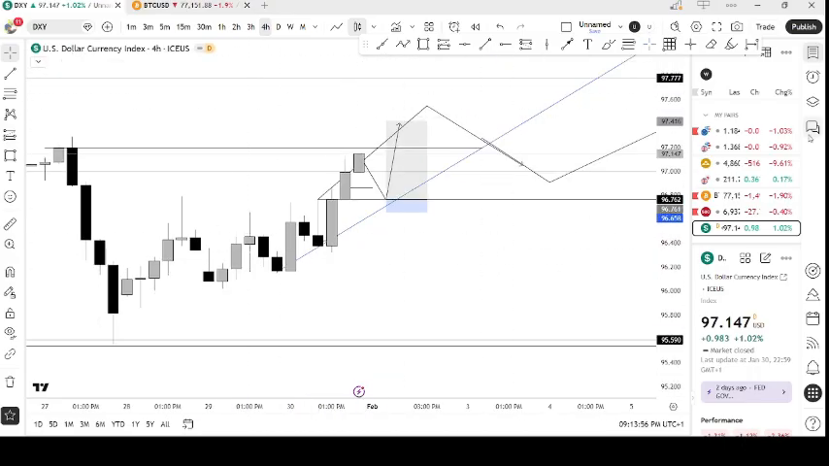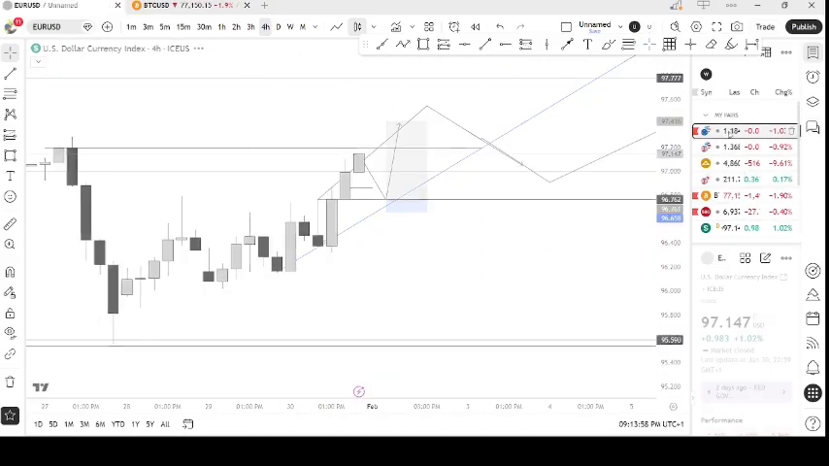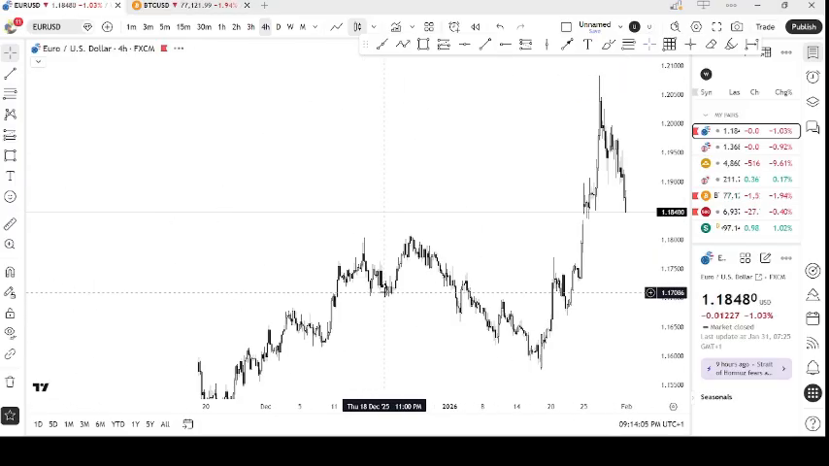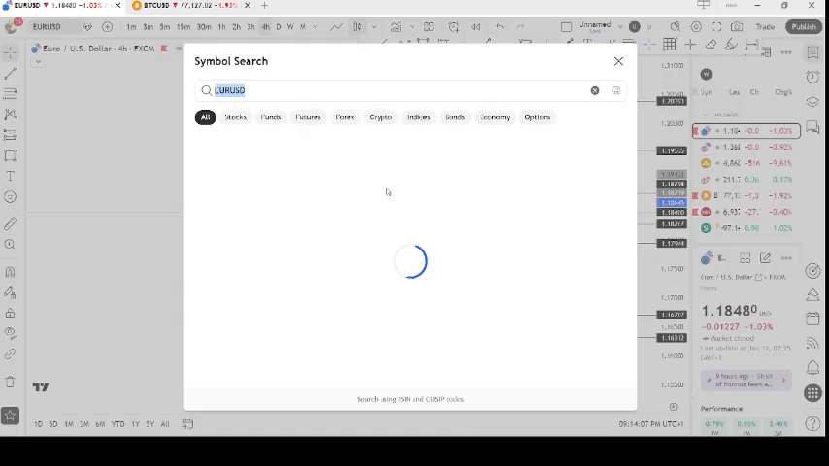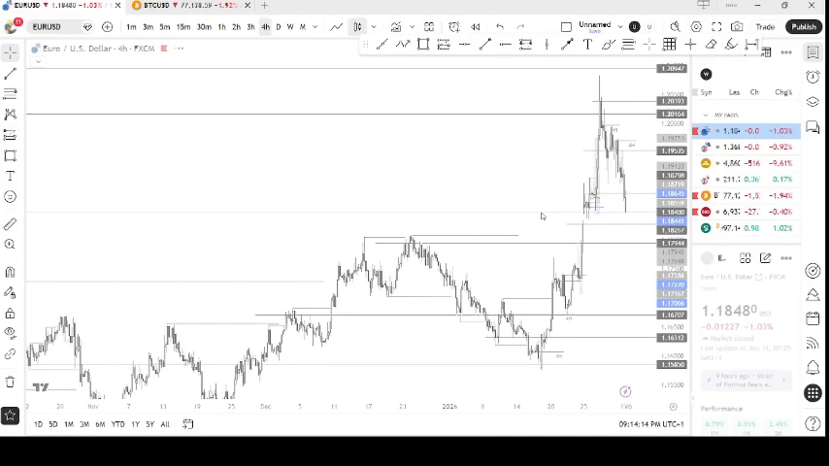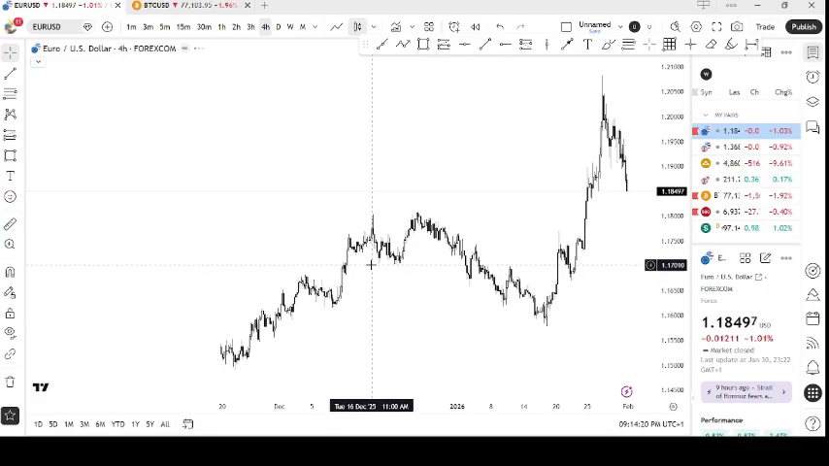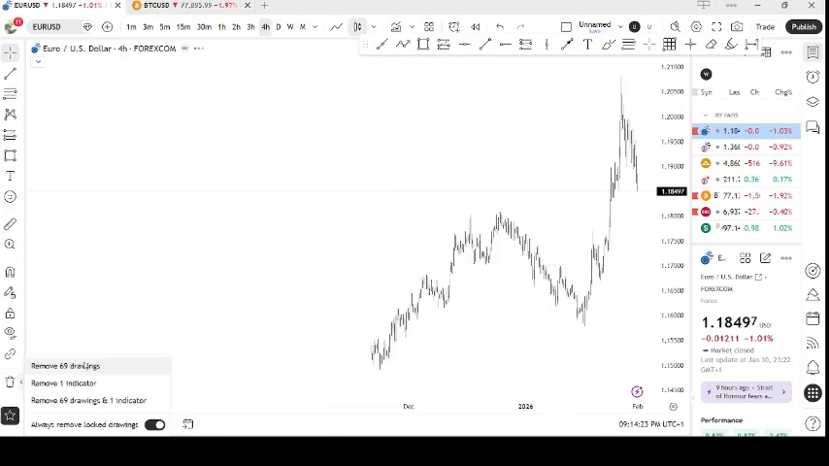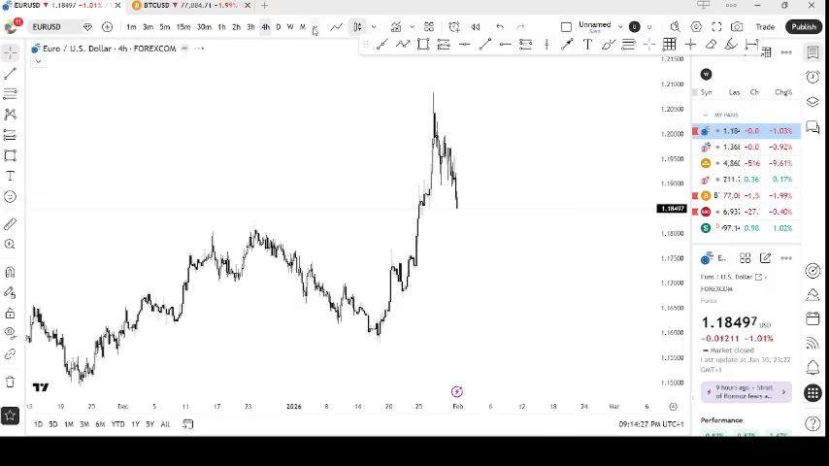So let's look at EU. Maybe EU and GU, Euro USD, right? So maybe let's use another chart, forex.com, for you. Scatter my chart. So let's use, for example, we start from the monthly because we are entering a new month, so let's start from the monthly.